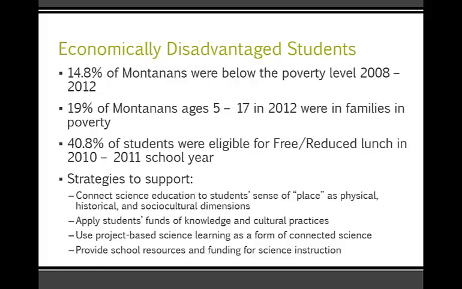One is to connect science education to their sense of place as a physical, historical, and sociocultural thing. If I'm economically disadvantaged, there's a good chance, even if my basic needs are being met, that from a psychological perspective I may have some issues with belonging, especially in a world where television and media are so huge. I may feel like where I come from isn't good enough, and that might make it really hard for me to engage in school. So connecting to my sense of place, the physical place where I live, the historical aspects and the sociocultural dimensions of the place where I live, will help me engage in school in a meaningful way.